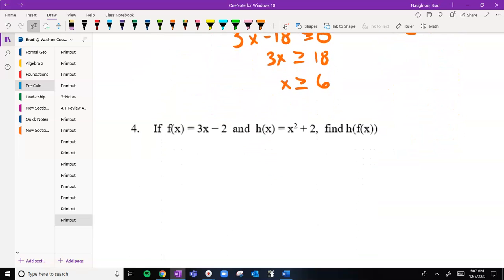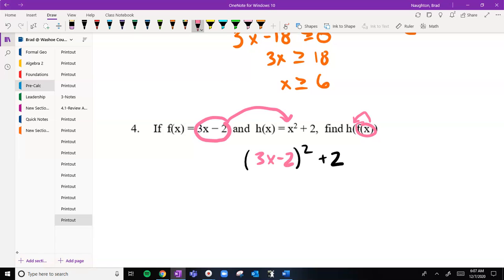Alrighty. On 4, it says you're going to put f of x into h, wherever we see the x. So f of x is this 3x minus 2. We're going to plug this in wherever we see an x. Normally the function would have an x, but I'm going to make it a big parentheses for a reason, squared plus 2, that's h of x. Well, when I plug f in its place, we're going to have a 3x minus 2 right there. So now we're going to write it twice: 3x minus 2 times 3x minus 2, because it's a parenthesis squared.